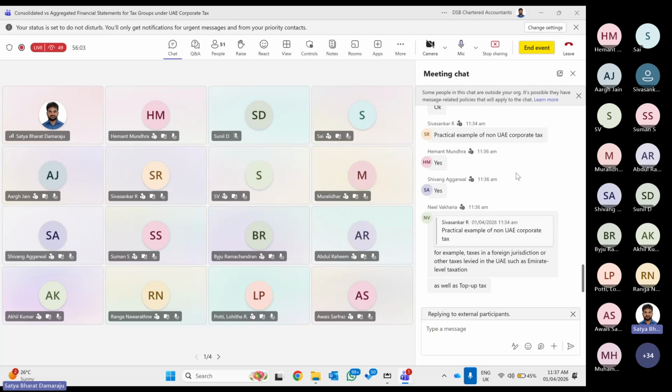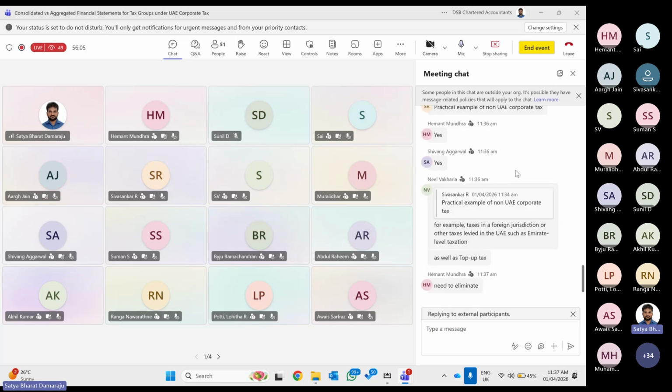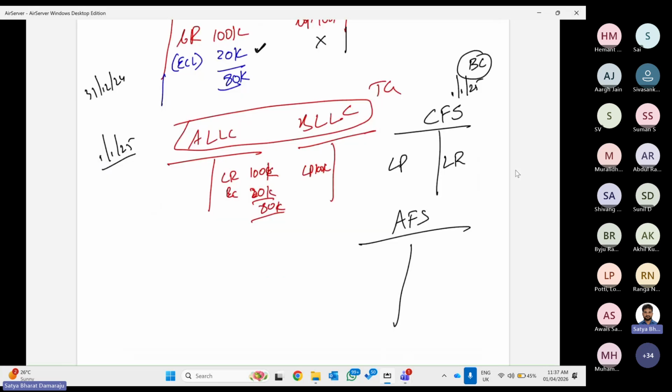A practical example of non-UAE corporate tax is any foreign taxes paid in the foreign jurisdiction, and any emirate-level taxation. Need not eliminate. IFRS 3 says, I don't care what your books are showing. This is your carrying amount, your 100,000. For me, I will go with the acquisition method. I will take only the fair values. If the fair value identified in the business combination process for this liability is 80,000, then you will keep 80,000 and you will eliminate.